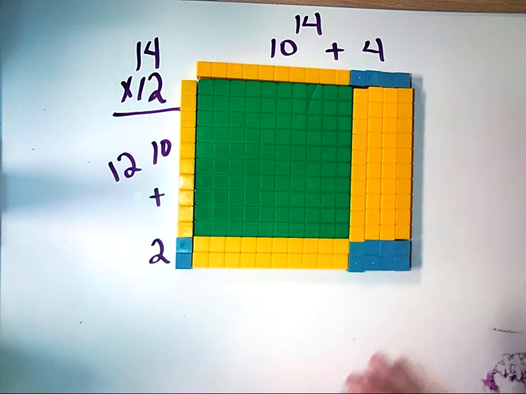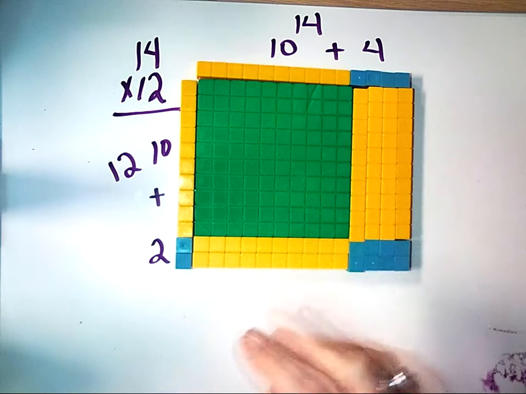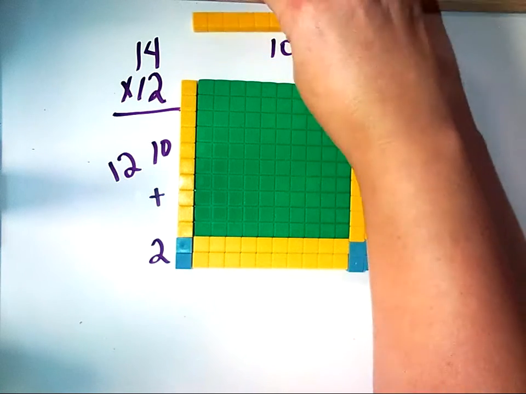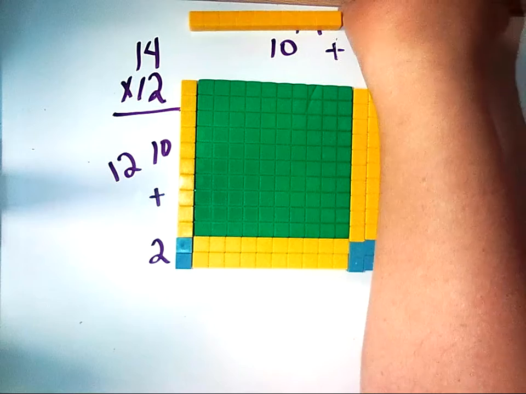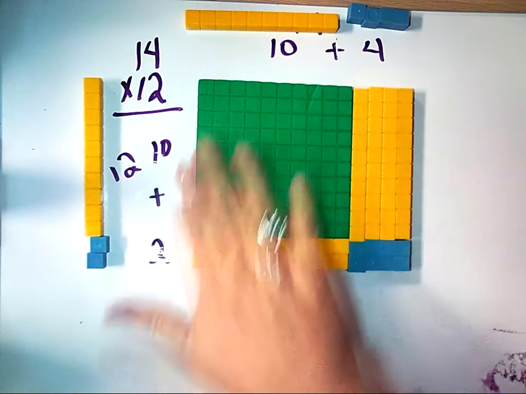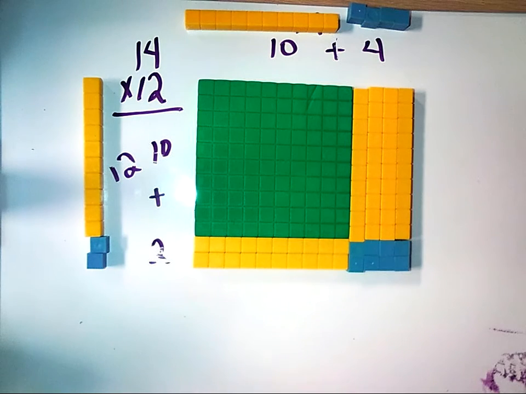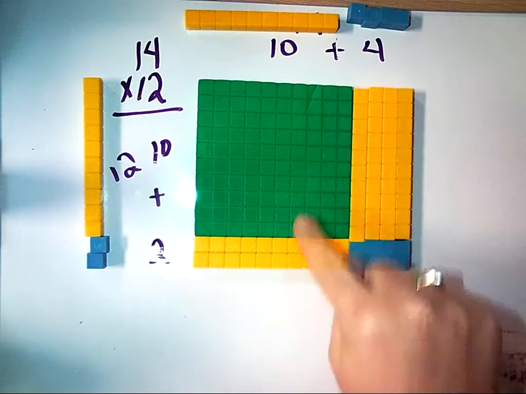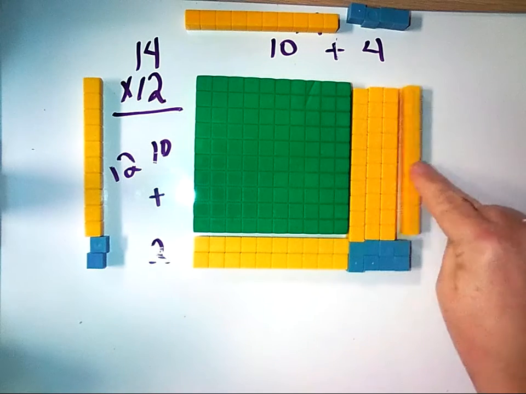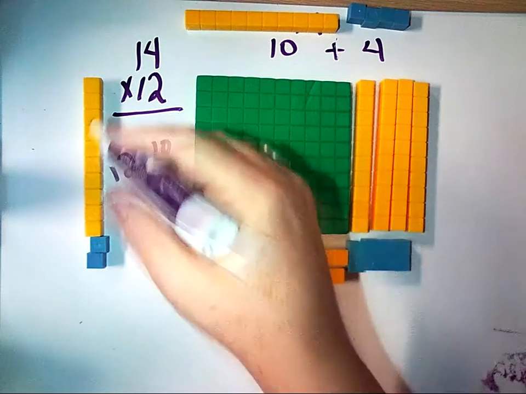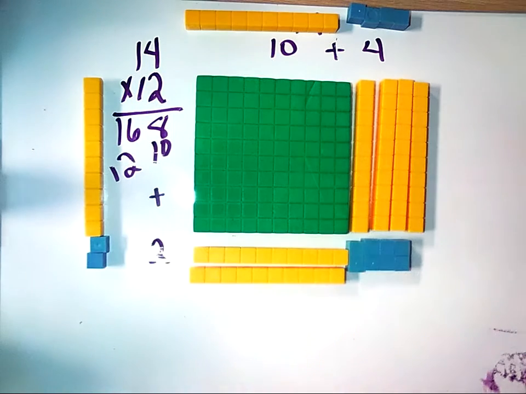So I want to look at a couple of things here. Well, first of all, we don't have our answer yet because we have our original factors still up there. So I like to just pull those away. That was the original factor 14. This was the original factor 12. This is the product that's left. So we can simply add this up, count it up, and get our answer. This was 100. 10, 20, 30, 40, 50, 60. So 168. So 14 times 12 is 168.